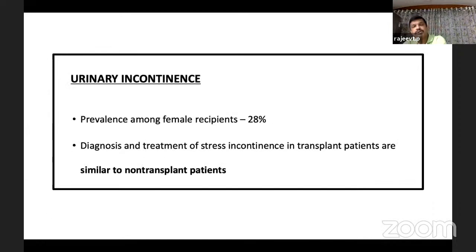Now, coming to urinary incontinence, it is quite prevalent among the female recipients, to the tune of about 25%. And diagnosis and treatment of stress incontinence in transplant patients are similar to non-transplant patients.